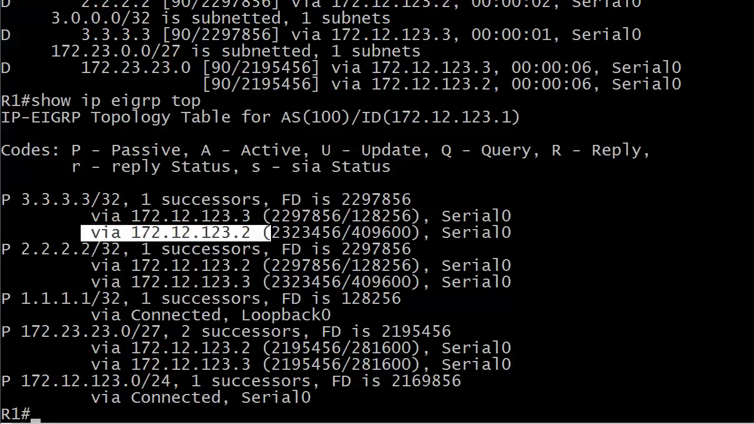Well, that's because this route right now is considered a feasible successor because its RD, the second number in the parentheses, is smaller than the FD of the successor route. Same goes with router 2. We see the entry through .3. The reported distance is 409,600, and there's the feasible distance. So what path exactly is that taking?